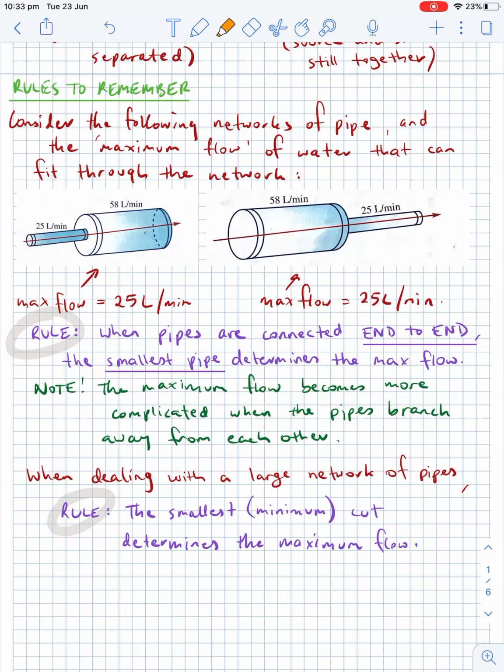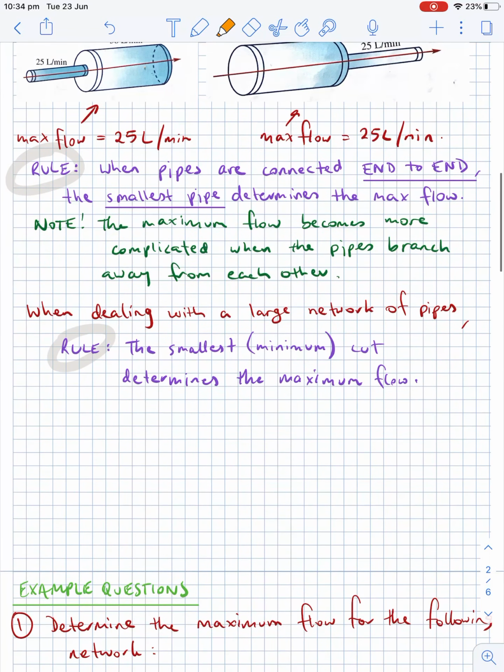However, the maximum flow becomes more complicated when pipes branch away from each other. So you're not always going to be looking to say what's your smallest pipe and think, yep, that's the maximum flow through the whole network. Because if your pipes are branching away from each other, suddenly you can get more flow through it because you've got multiple paths and routes that the water can take. It just doesn't have to go down one pipe.